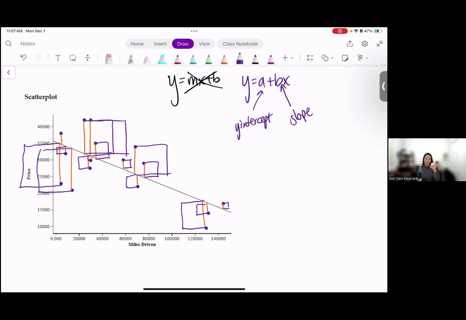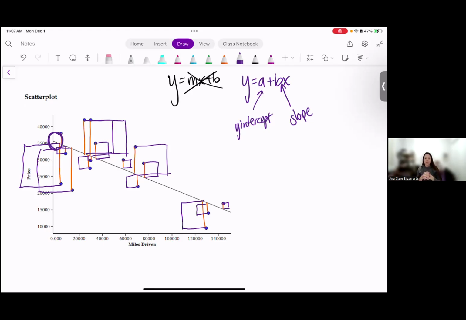So if we look at this regression equation that we see right here, there's a negative slope because as you go from left to right, your graph is dropping. So higher miles is associated with lower price. So when high goes with low, that's a negative relationship. And the intercept is where we have 0 miles driven. So the intercept is going to be somewhere in this area, around 35,000.